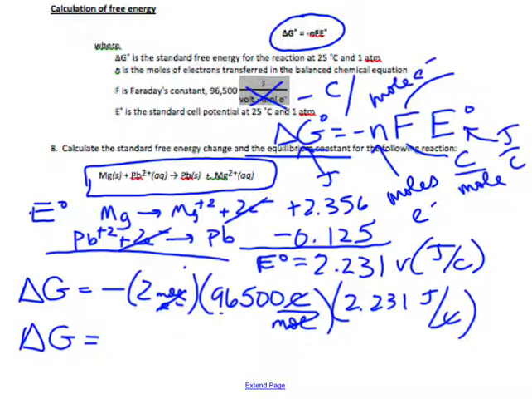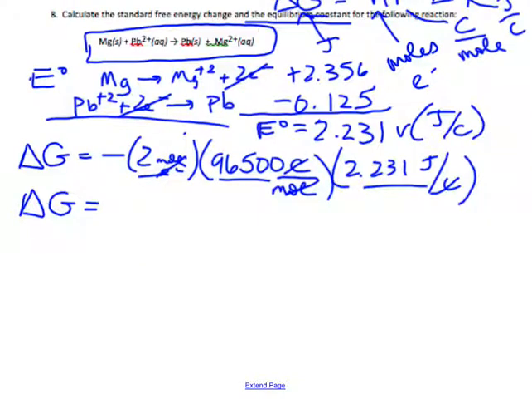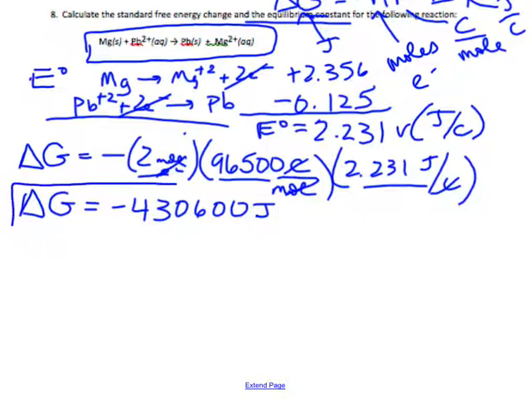Let's not use the constant. The moles is an exact number. Let's just do 4 sig figs based on our E. Let's get the right number. Negative 430,600 joules. Does anyone else agree with that? All right, so that's our joules. That answers the first part of the question.